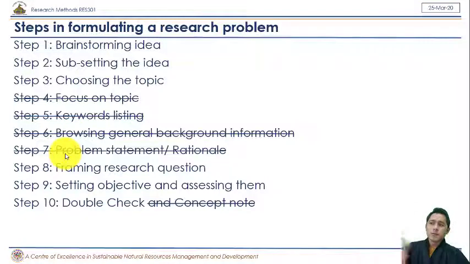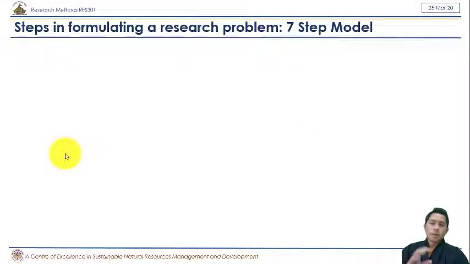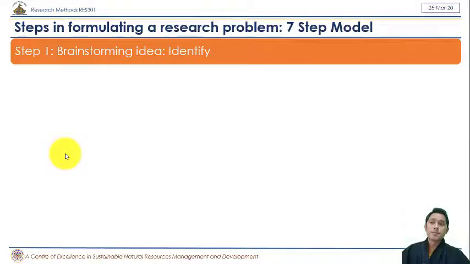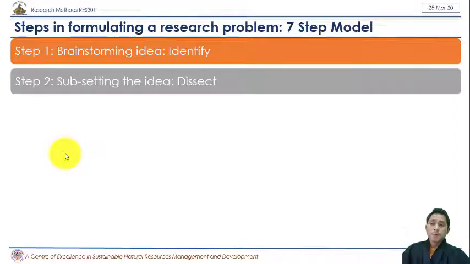So aside from this, we are keeping the rest of the 7, and we are bringing up the 7-step model to formulate a research problem. The first is to brainstorm the idea, or to identify the broad topic of the research that you want to carry out. The second one is to dissect the broad topic.